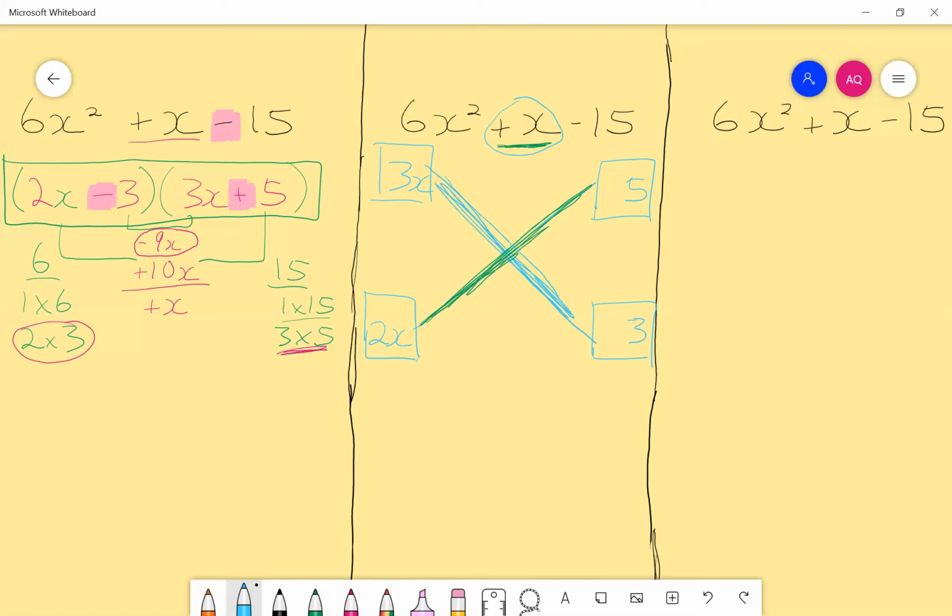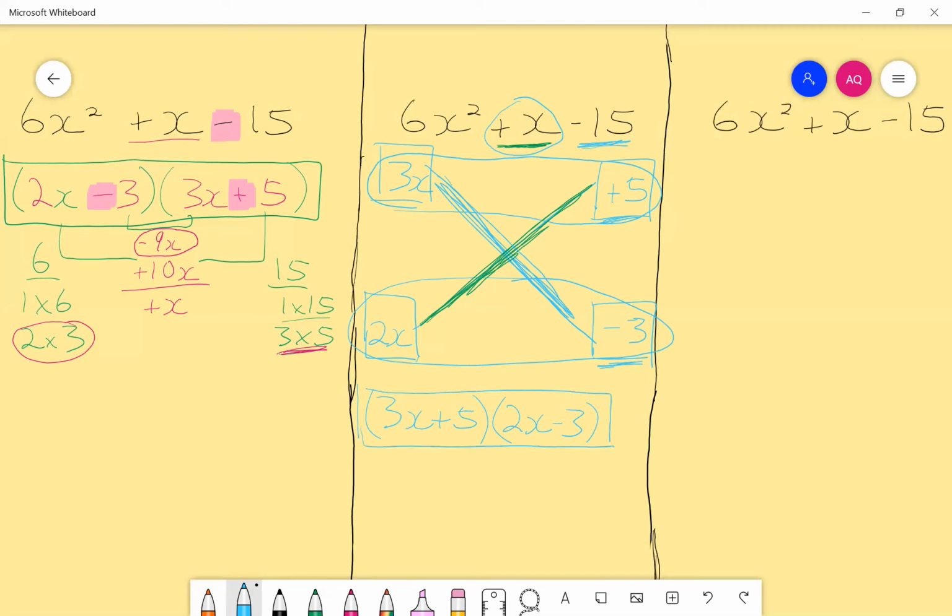Again, careful with the signs. The bigger one's going to be plus, so you're going to have plus 10 minus 9. And again, we can check, does that work to give minus 15? A positive multiplied by a negative will give us a negative, so that's good. And again, with the cross method, just remember to write your answer as this and then this. So we have 3x plus 5 and 2x minus 3. Okay, so same answer as last time.